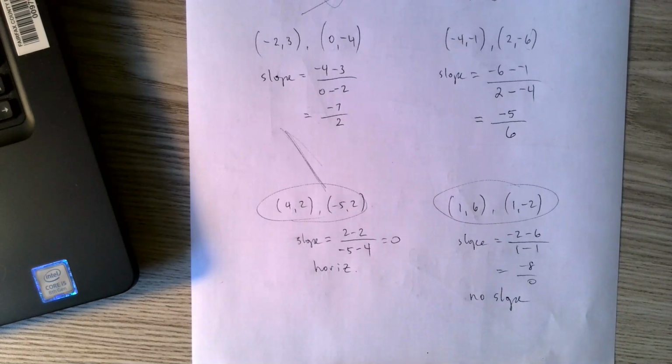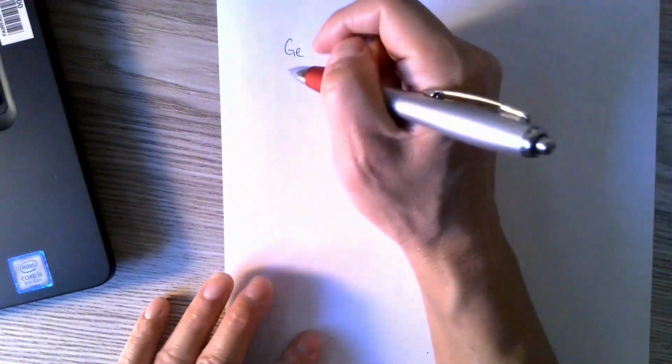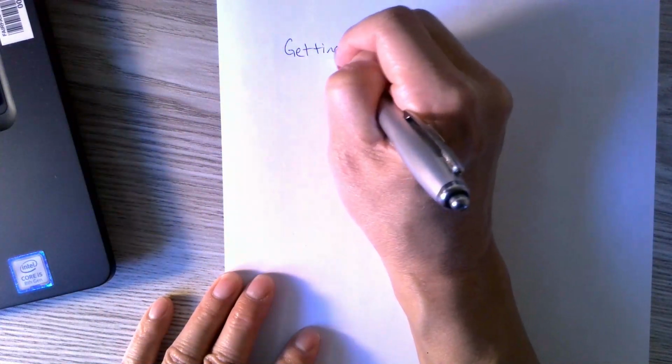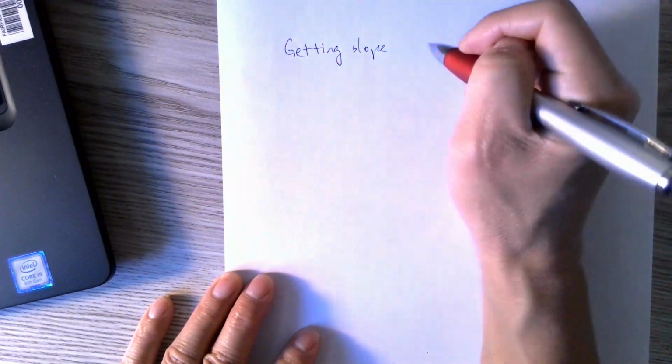Now, do you have to know 2 points from a line to be able to calculate the slope? Not necessarily. You can actually get the slope from the equation of the line.